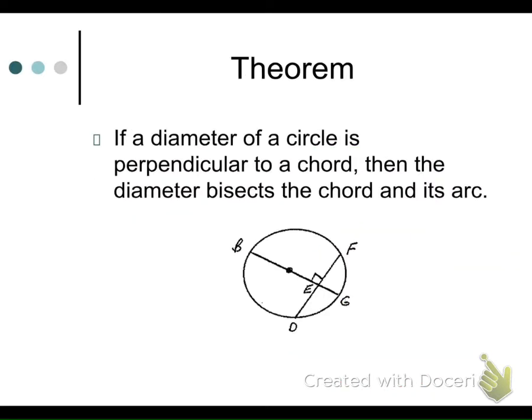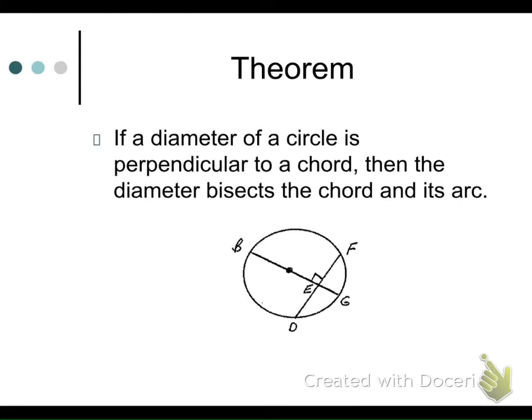Our theorem here: if the diameter of a circle is perpendicular to a chord, then the diameter bisects the chord and its arc. So what does it mean to be perpendicular? Like this. Yes, like that, which means? Lines that intersect at a point and form a 90-degree right angle.